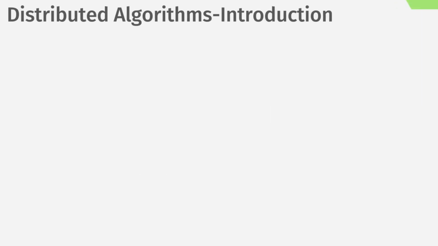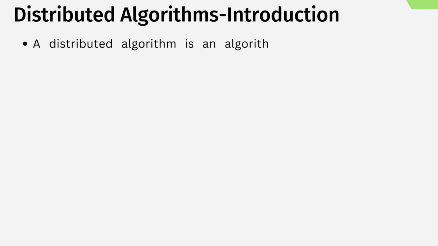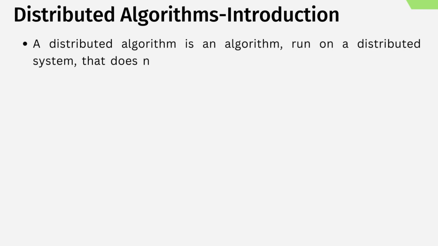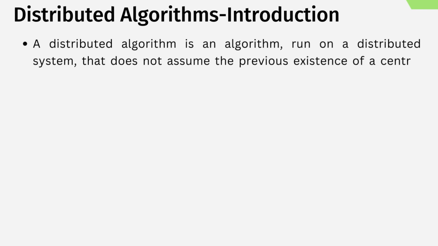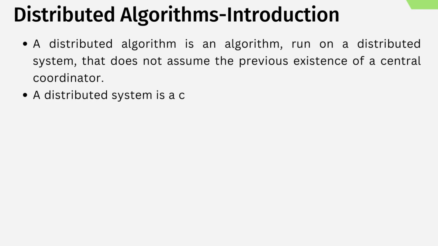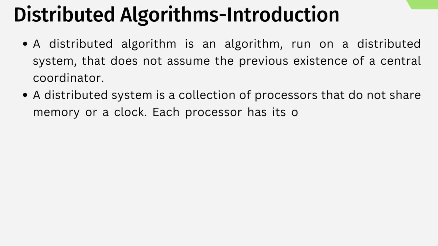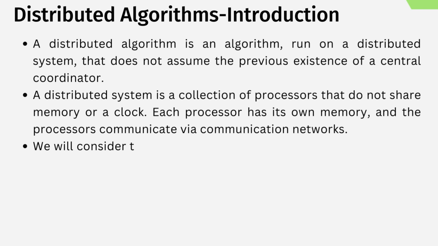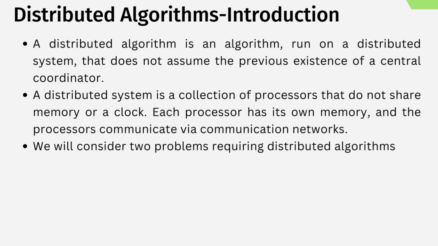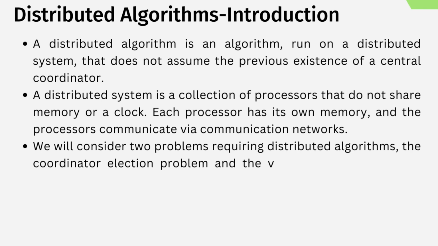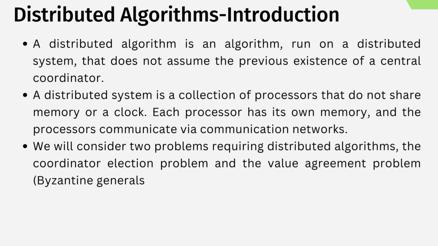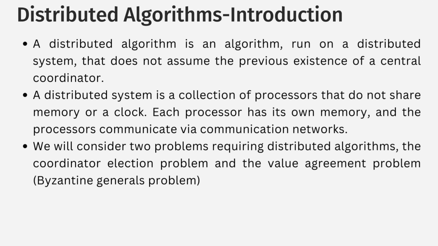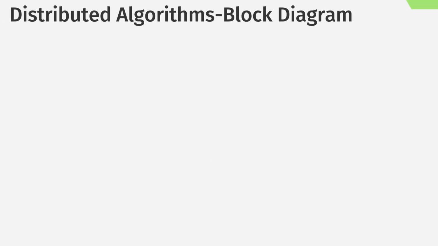Distributed algorithms. A distributed algorithm is an algorithm, run on a distributed system, that does not assume the previous existence of a central coordinator. A distributed system is a collection of processors that do not share memory or a clock. Each processor has its own memory, and the processors communicate via communication networks. We will consider two problems requiring distributed algorithms: the coordinator election problem and the value agreement problem, the Byzantine generals problem.